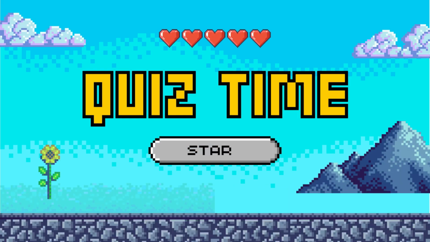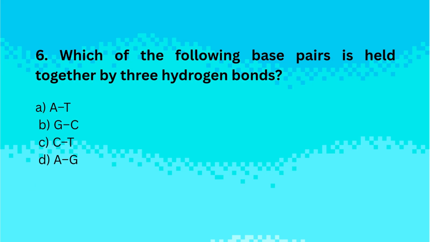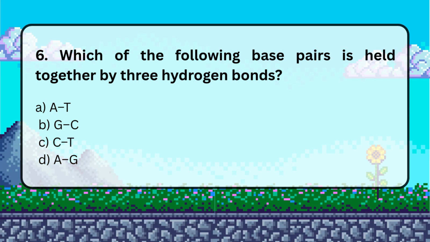Now the MCQ can be asked as, which of the following base pair is held together by 3 hydrogen bonds? Now the first option is A and T. So adenine pairs with thymine with double hydrogen bonds, not with triple hydrogen bonds. G and C, guanine and cytosine, they pair with triple bonds.